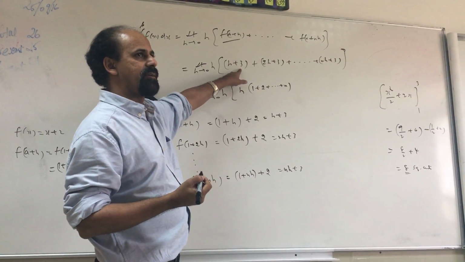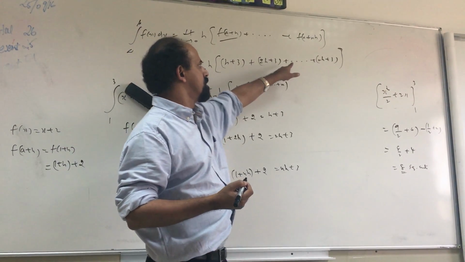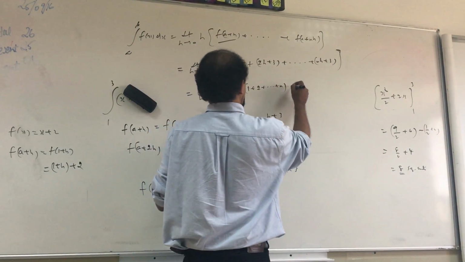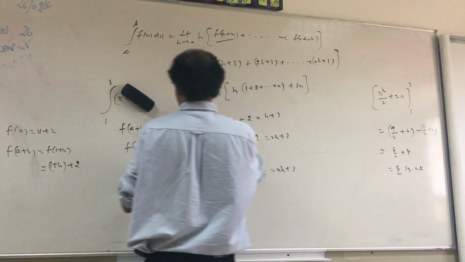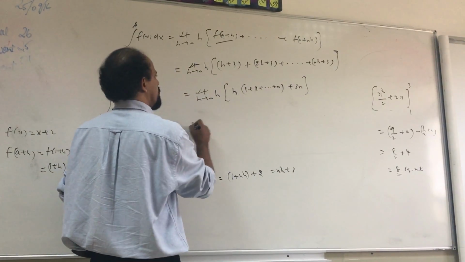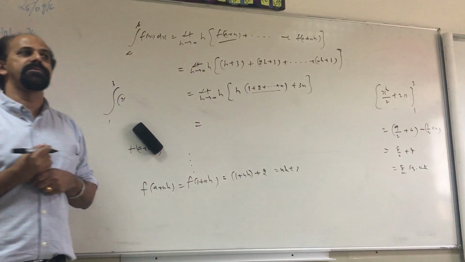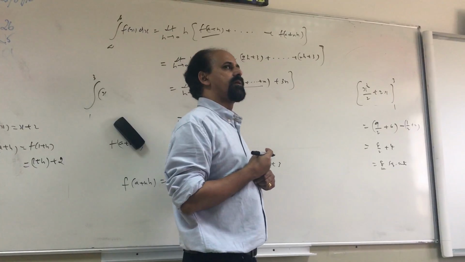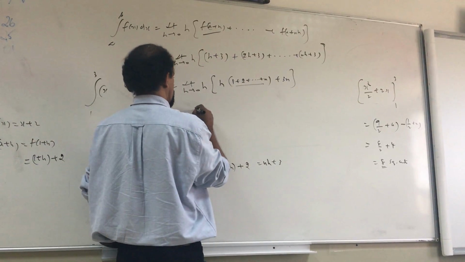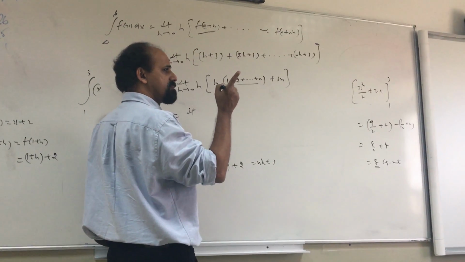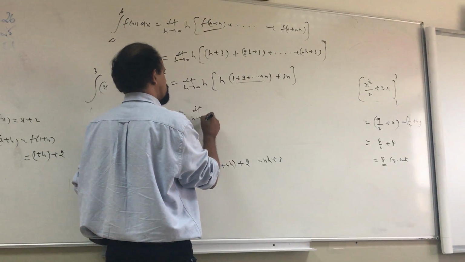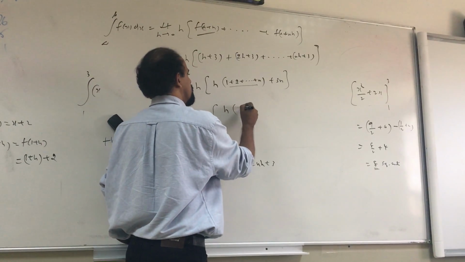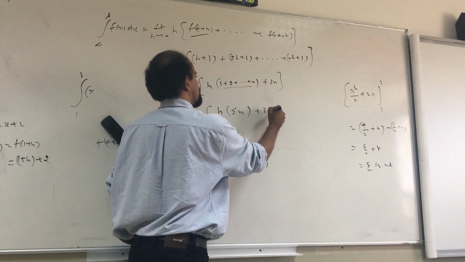How many 3's are there? 1, 2, 3 till n. 3n. Plus 3n. This is the time we need to use the sigma n formula. Sigma n is what? n into n plus 1 by 2. Limit h tends to 0, h into sigma n plus 3n.